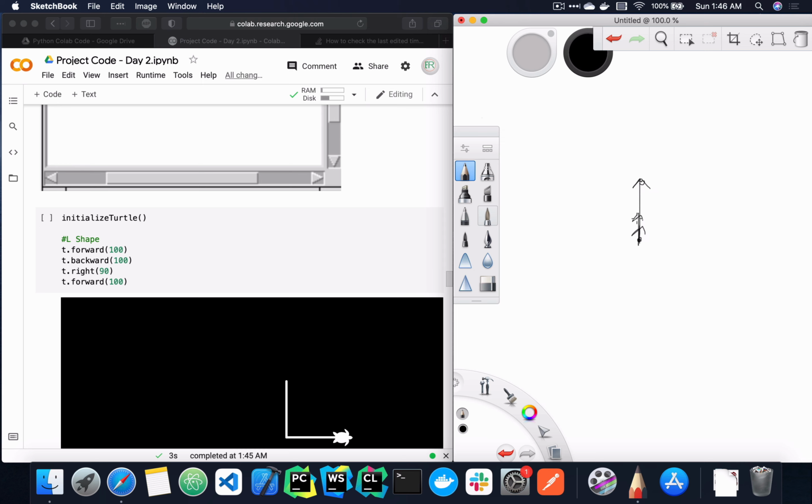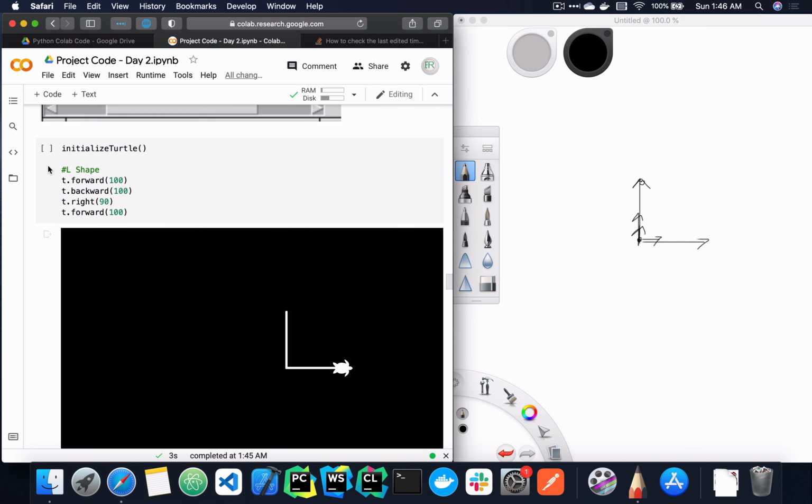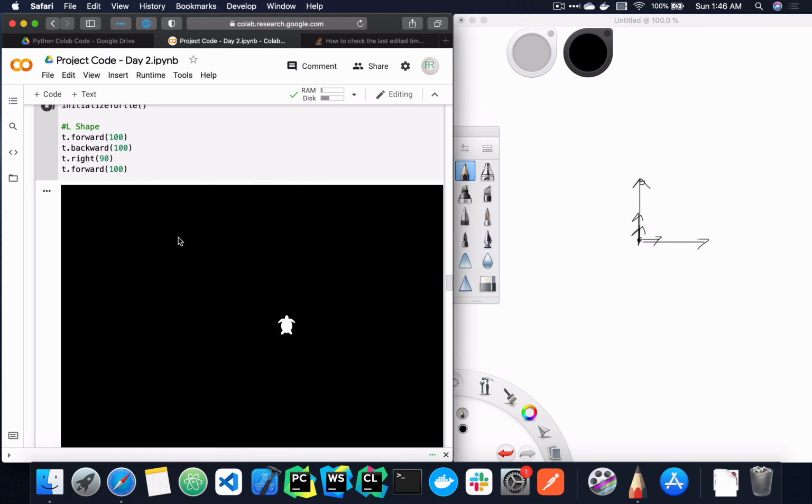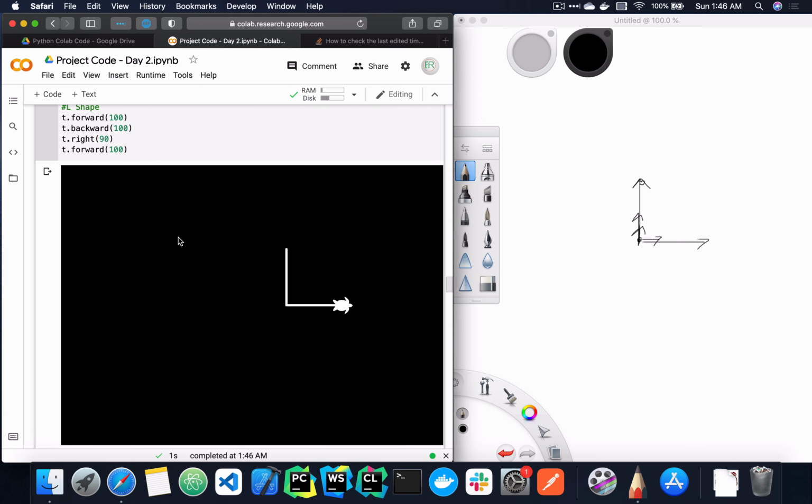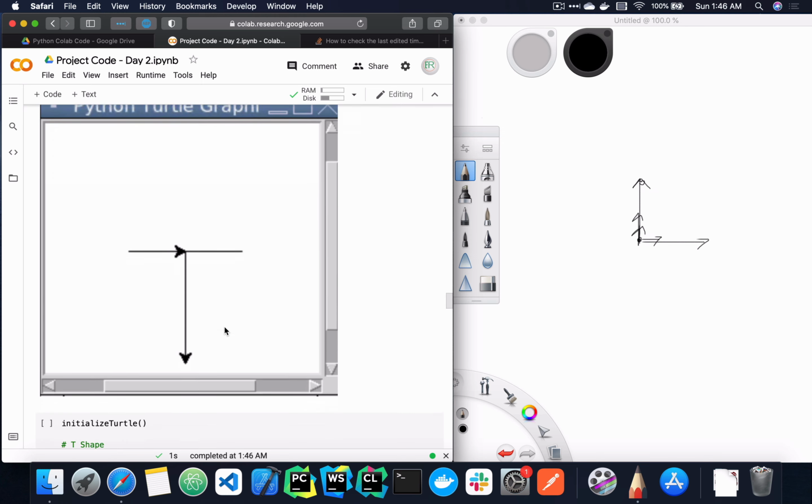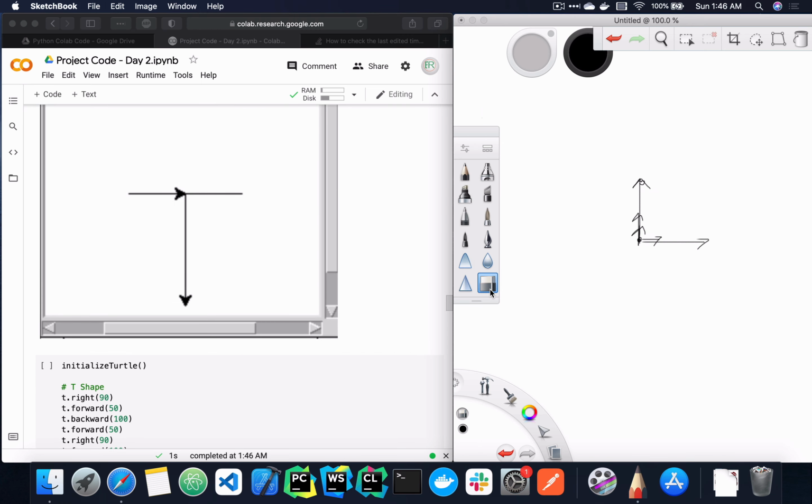Now we are turning towards the right 90 degrees, so we are turning clockwise 90 degrees, which is this part. Now the turtle will face here, and then we can extend by another 100 pixels to form our L shape. You can show this by running our code. And done.